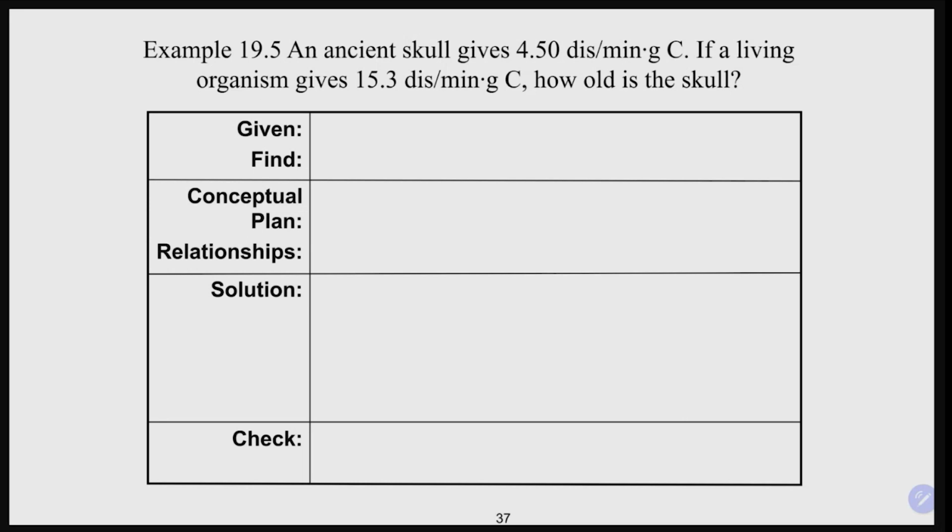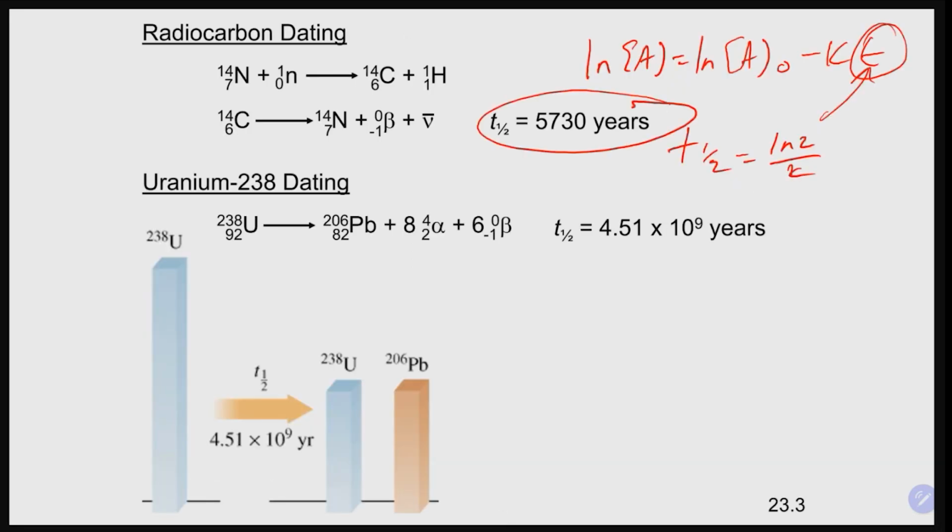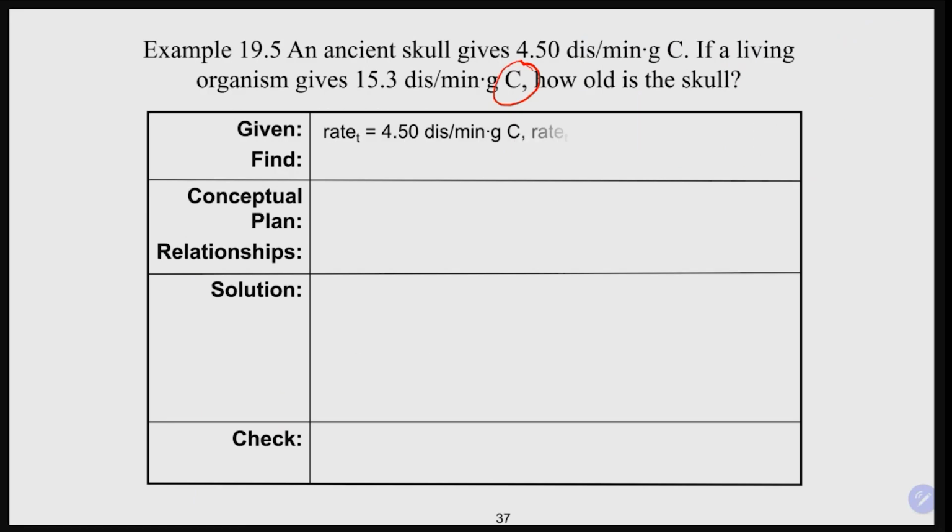And as I mentioned earlier, you could still use your kinetics equation with things like radioactive rates of decay in there rather than, say, molarity or grams. A living organism gives 15.3 disintegrations per minute per gram of carbon. We're looking to figure out how old this skull is. The importance of this is that it is carbon, so we want to use the half-life for carbon that we saw on the previous slide. It is right there. We would want to use 5730 for our half-life in this case.